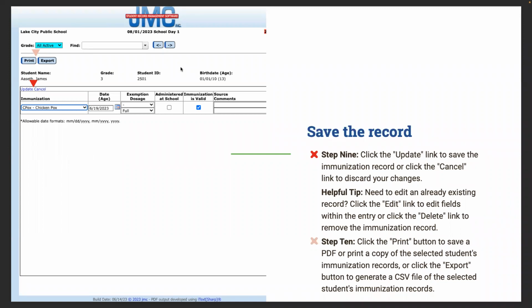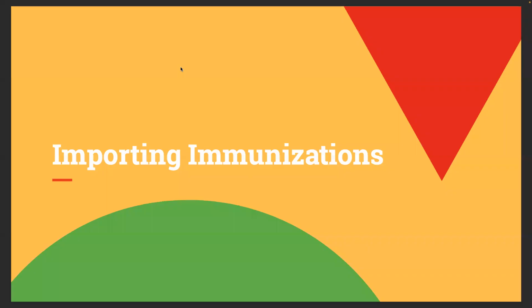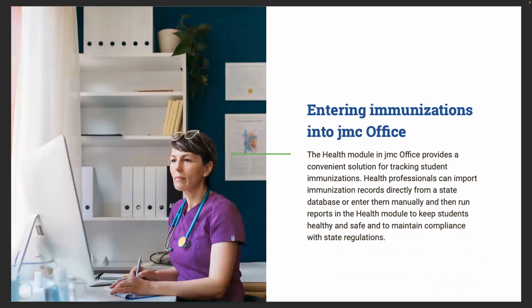Step 10, click the print button to save a PDF or print a copy of the selected student's immunization records, or click the export button to generate a CSV file of the selected student's immunization records. You can also import immunizations.